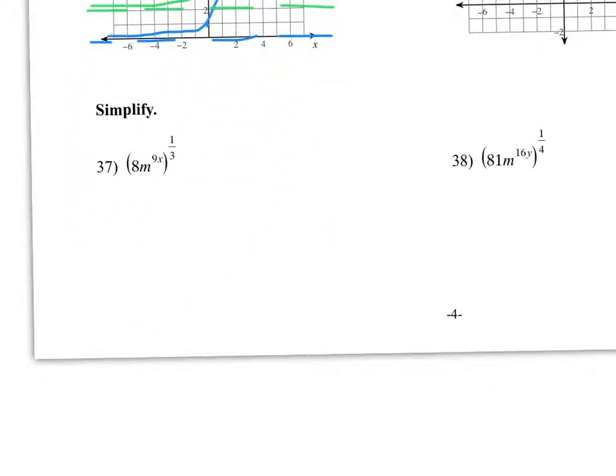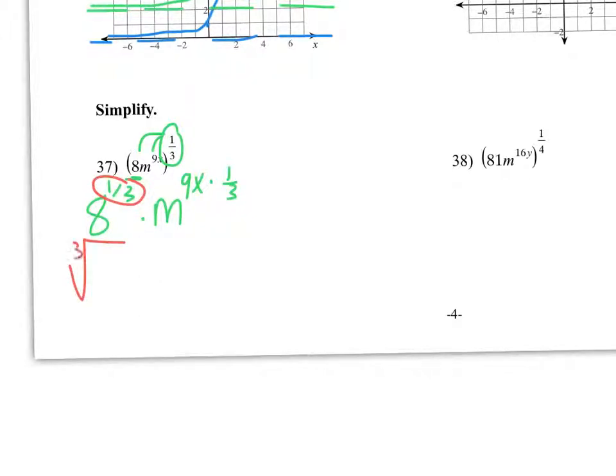Next up, we've got some exponent rule stuff. You've got to distribute this to both pieces. The hard part is remembering to do this to the 8. So 8 to the 1/3 times m to the 9x times 1/3. The tricky thing here is that 8 to the 1/3 is reducible because 1/3 is the same thing as the cube root of 8, which happens to be 2. The other part's a little bit easier. 9 times 1/3 is going to be 9 over 1 times 1 over 3, which ends up being 9 over 3, which ends up being just 3, and I keep the x.